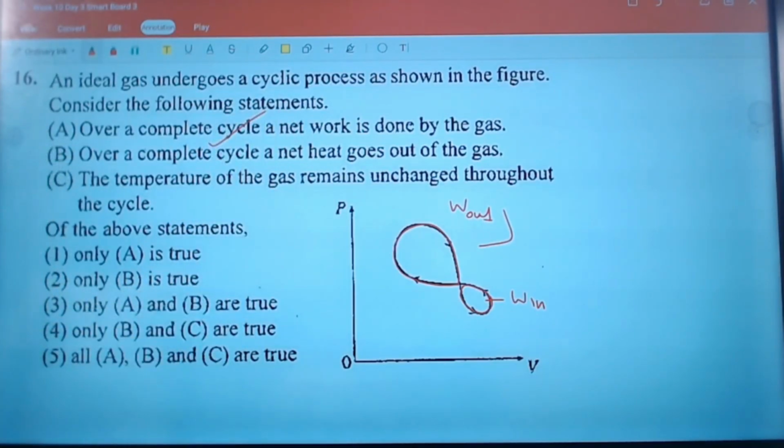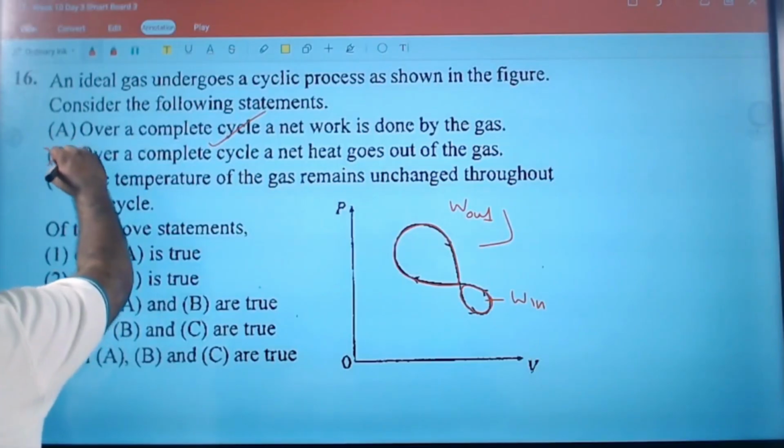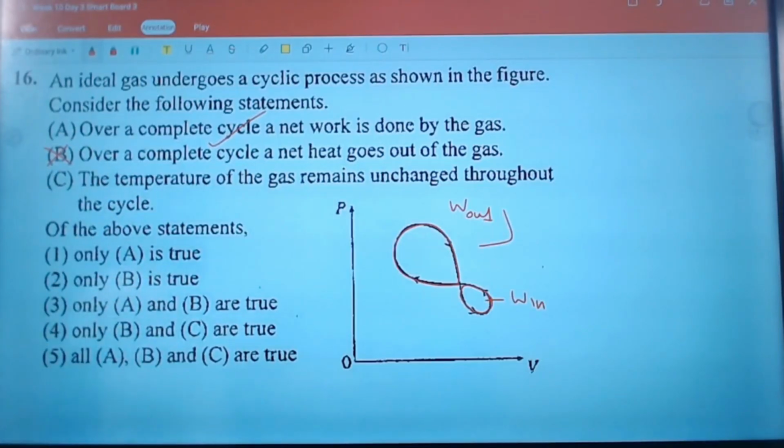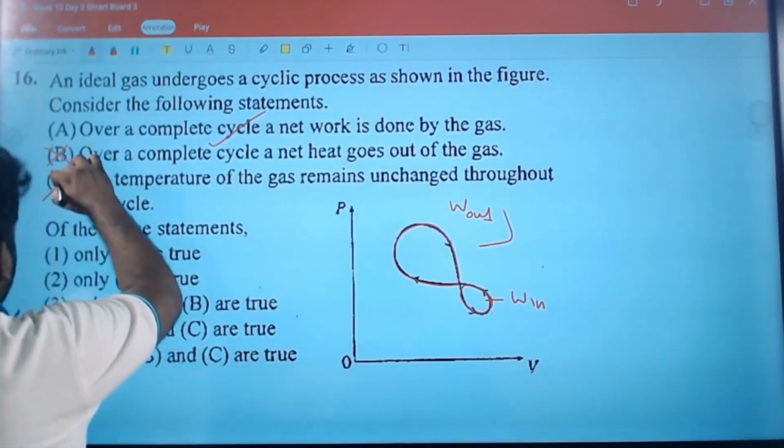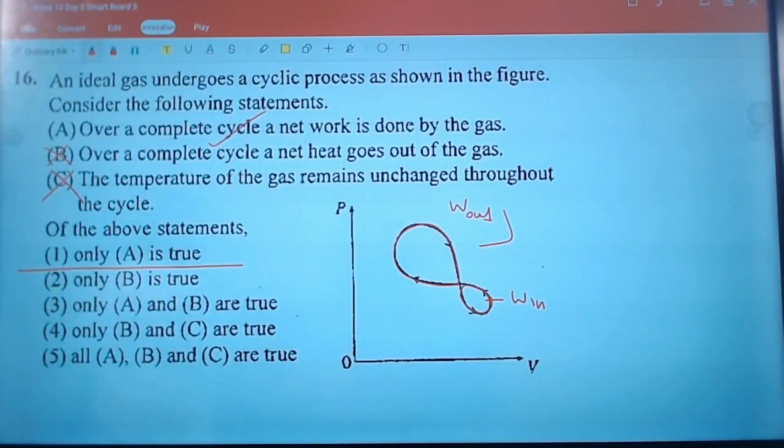B. Over the complete cycle, net heat goes out. Wrong. Work output means heat input. B wrong. Temperature of the gas remains unchanged throughout the cycle. Wrong. Only correct statement is answer A. Right.